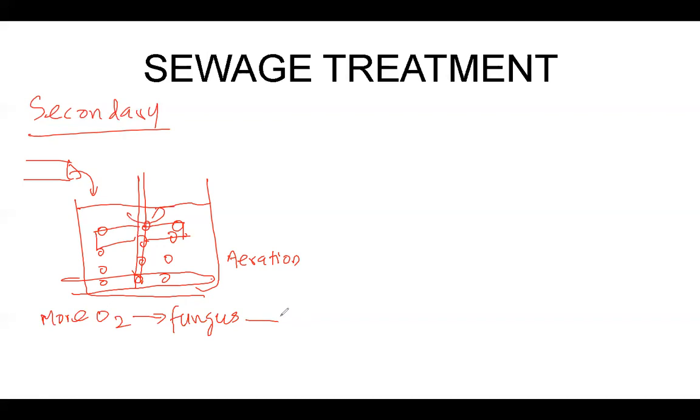And what's the body of the fungus? Fungus is known as hyphae. Hope you remember, the filament of the fungus is known as hyphae. So bubbling oxygen helps in the growth of more fungus. And as the fungus grows, it forms a mesh-like structure in the water, right?